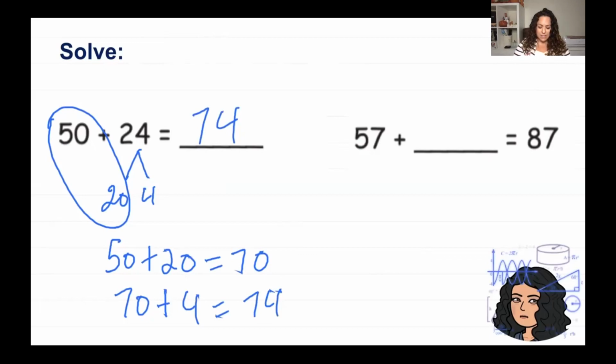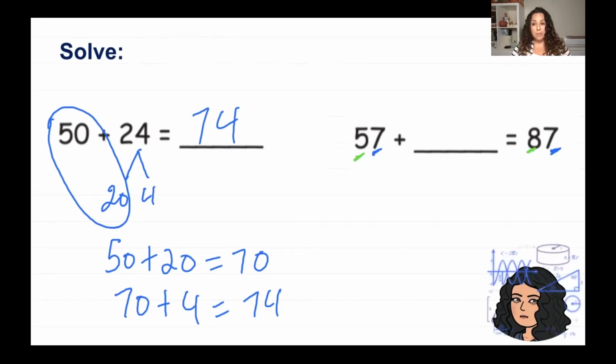Now, let's see what we're going to do with the missing addend. This is something where I can use my arrow way, or you can also use mental math. So let's go ahead and look right here. I'm looking at my ones place, and that's a 7, and this is a 7. So I have 5 tens, and I have 8 tens. So how many more tens do I need to get from 50 to 80?